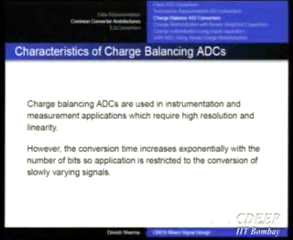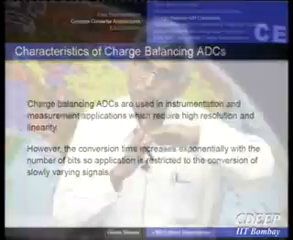One big advantage of charge balancing ADCs is that it is very easy to make them monotonic. That means if the reported count is higher, it guarantees that the input voltage would have been higher. Now you might say that should happen with every A to D. If the input is higher, obviously the A to D output should be higher.